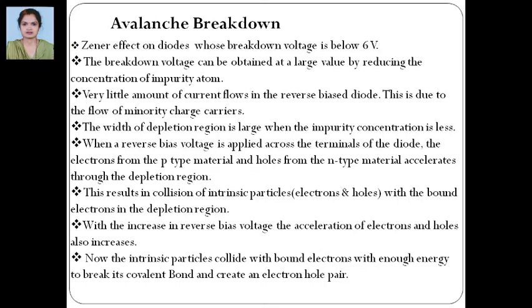Now the intrinsic particles collide with the bound electrons with much more energy and hence break their covalent bonds and then create an electron-hole pair. It means that instead of only the reverse voltage increase and force of attraction as in the case of Zener breakdown, in the case of avalanche breakdown the minority carriers collide with the intrinsic particles and form new electrons. Because of this, the free electrons combine with the holes and form electron-hole pairs.